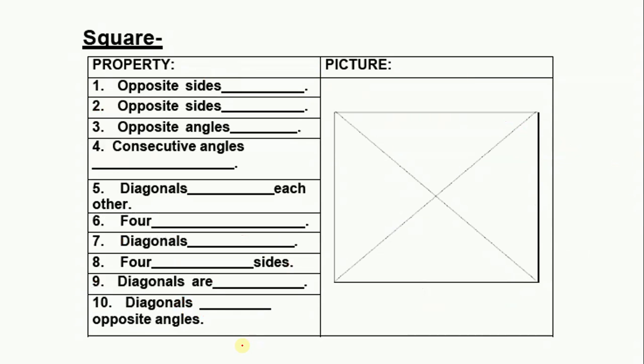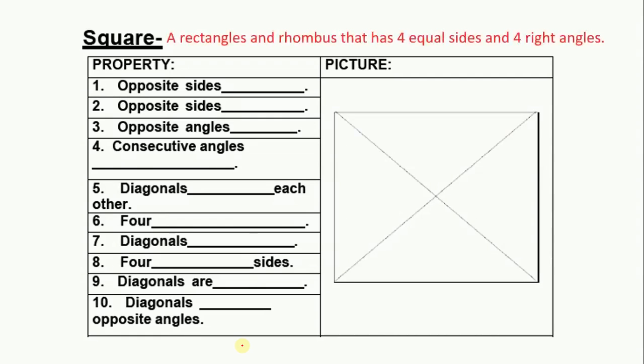And the final one we're going to talk about, a square. Basically, a square is a rectangle and a rhombus put into one. So basically, it's the child of a rectangle and a rhombus. What a square is: 4 equal sides, 4 right angles. And you've known that probably since you were a kid.